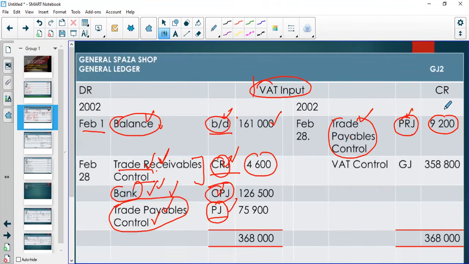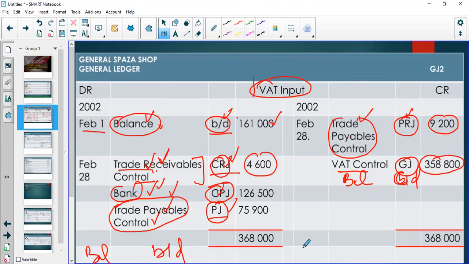If you are supposed to transfer this balance to the VAT control, then you're going to use your general journal, right? The balancing figure is going to be transferred to the VAT control. But sometimes, if you're not going to pay your VAT yet, then you will have a balance brought down instead. This will be a balance carried down, then there is going to be a balance brought down.